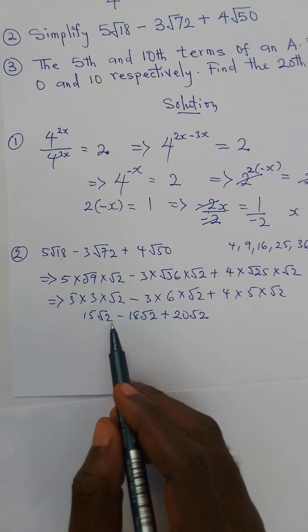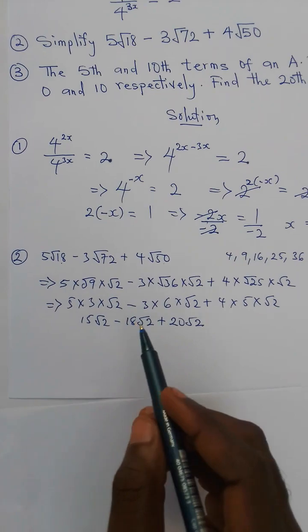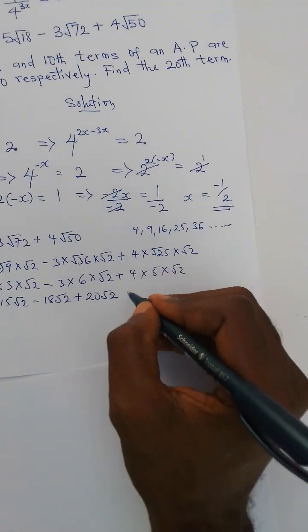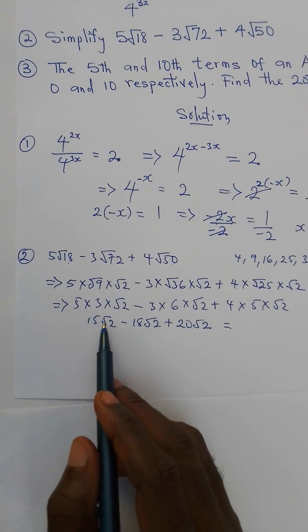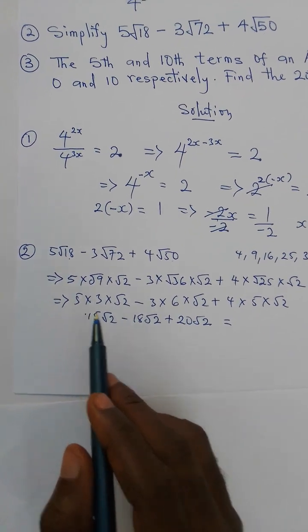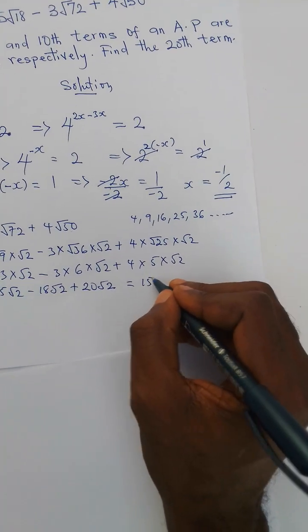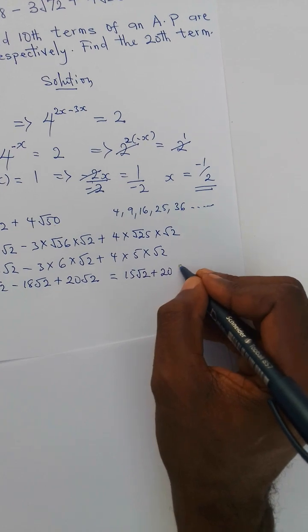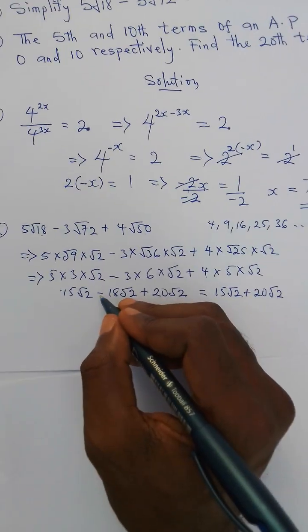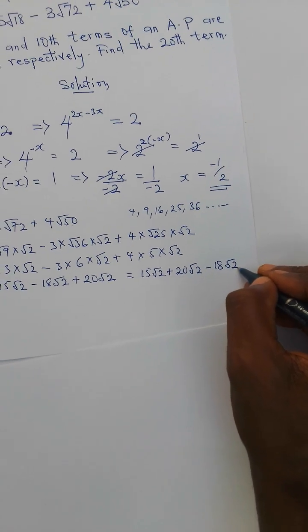Now, looking at this, you see that all the numbers have root 2, root 2, root 2. So they are all like terms. Then we can collect positive terms. 15 root 2 is positive here. Then 20 root 2 is also positive. So we can bring them together: 15 root 2 plus 20 root 2, then minus 18 root 2.